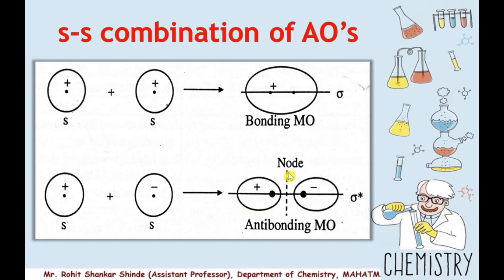In anti-bonding molecular orbital, there is formation of one node. When electron density of oppositely signed wave function repel each other, then only there is formation of node.